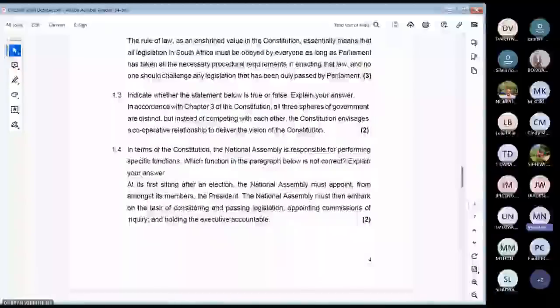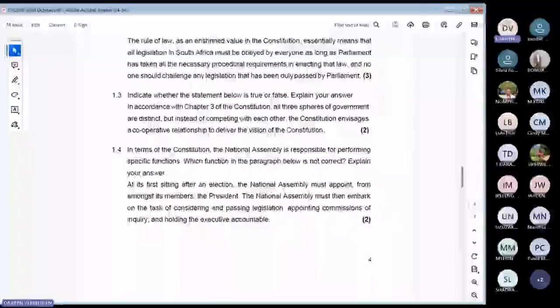So the South African Constitution sets up 3 spheres of government, right? It's the national, provincial, and local. According to Chapter 3 of the Constitution, these spheres are distinct and separate. However, instead of competing against one another, they are required to cooperate and work together in a supportive way to achieve the country's goals.